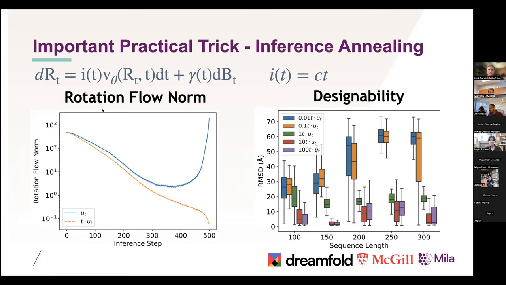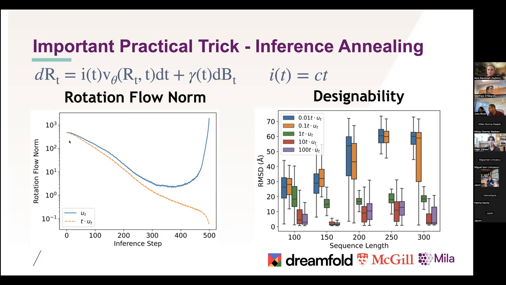So when we want to actually generate proteins, we have some sort of vector field V theta, and we have some sort of scaling IT, which is some constant scaling or some sort of learned scaling, whatever have you. What we do is multiply your learned vector field V theta by some constant function, let's say 10t. And we actually use 10t in the paper.